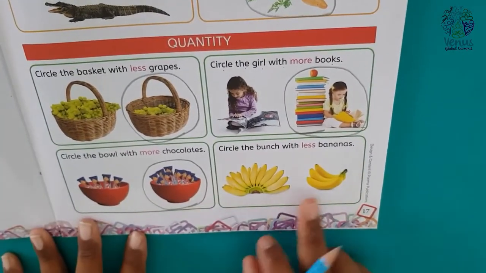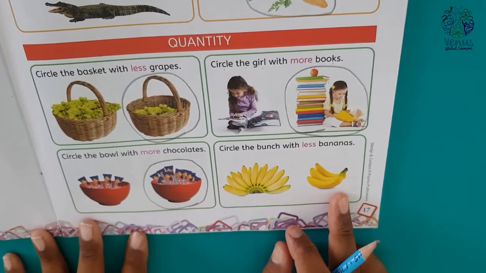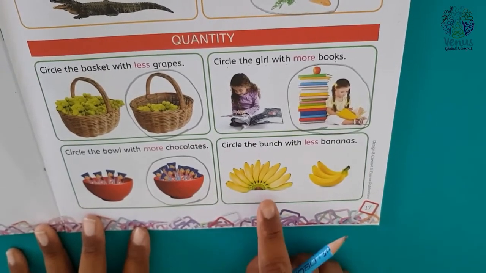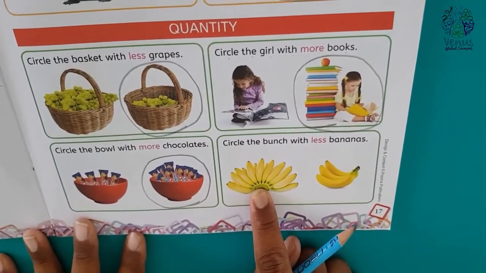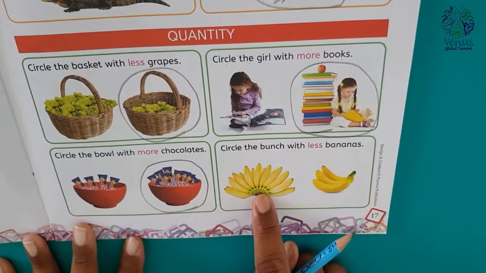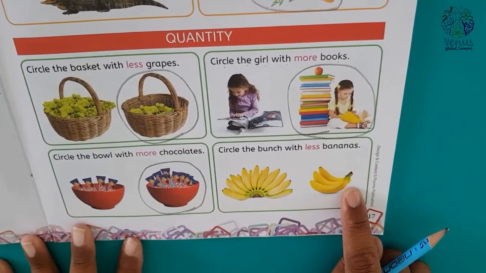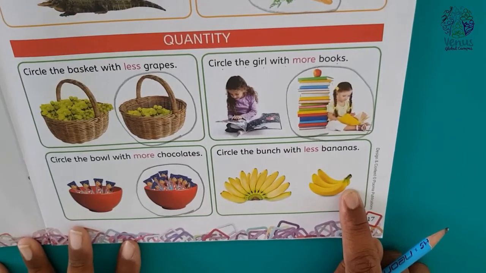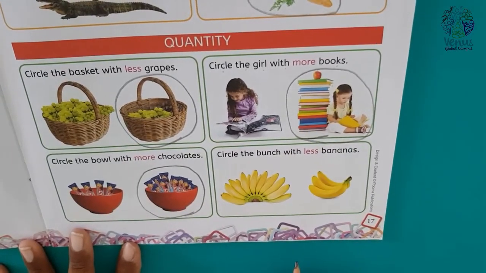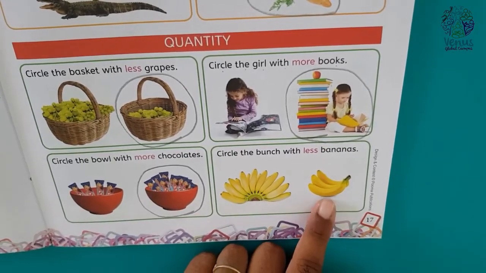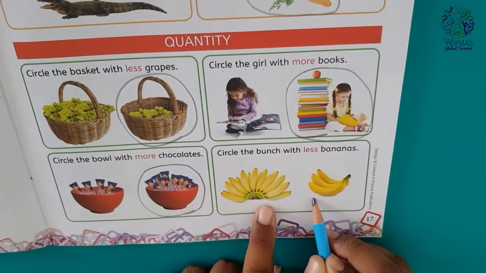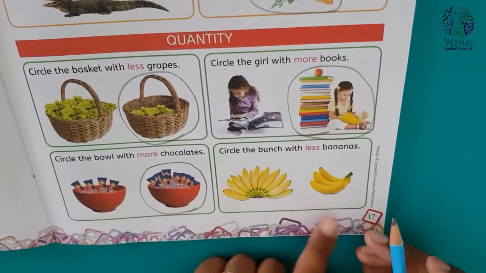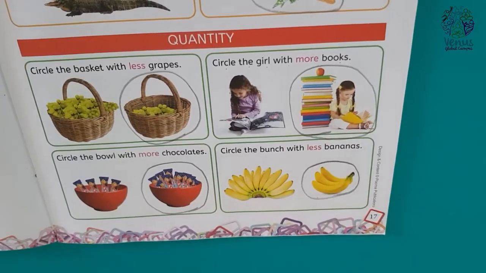Super. Next, see here. What are these? These are bananas. This banana bunch has more bananas. This banana bunch has less bananas. Do you like to eat bananas? Very good. It's very healthy for our body. Now we have to circle the less banana bunch. Is it this or this? This? No. Very good. This is the less banana bunch. So we have to circle this less banana bunch.